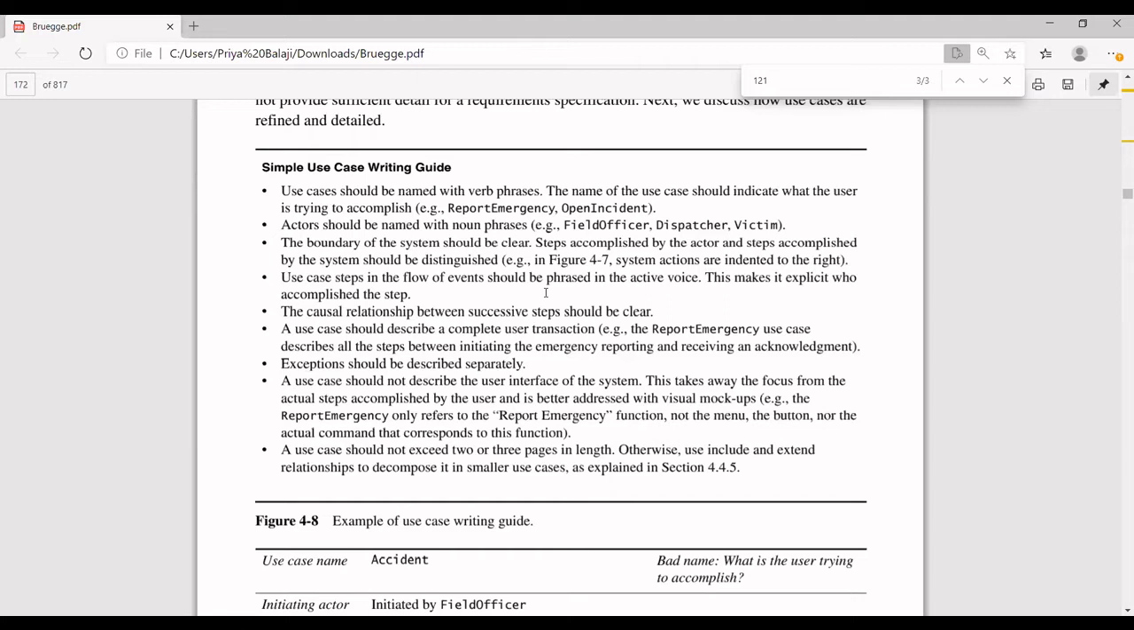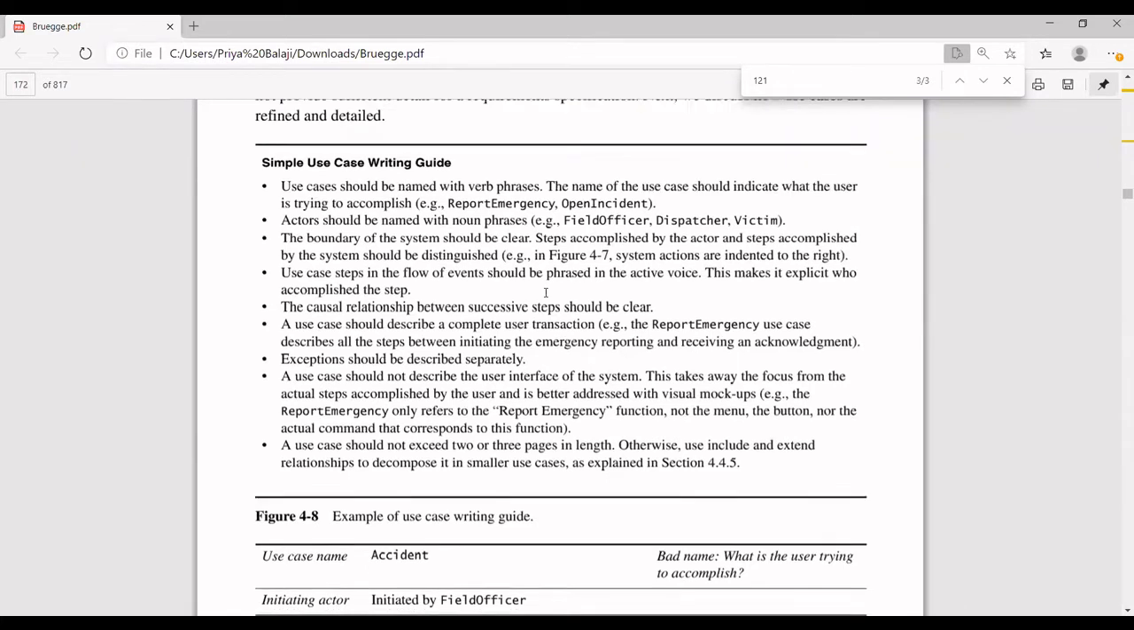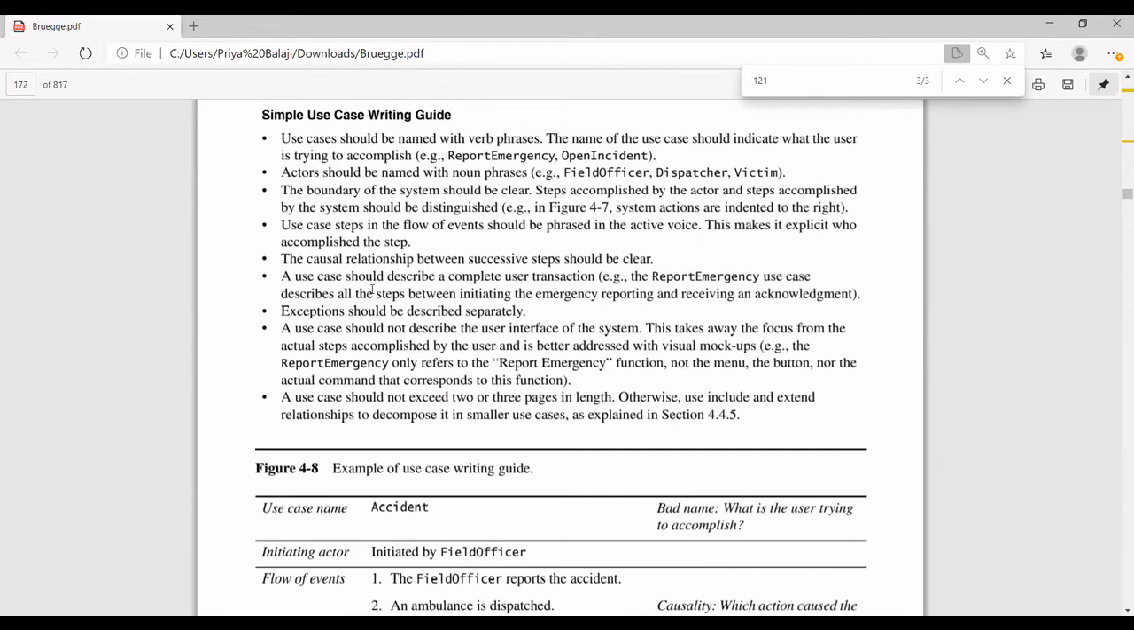So the name of the use case should be very, very clear, saying what exactly that particular use case operation is going to do. So here they have given an example for the first point. The use case name is accident. So accident means what exactly? It is related to what type of accident, or it is informing you about an accident. It is going to give you some information about an accident, he doesn't know.